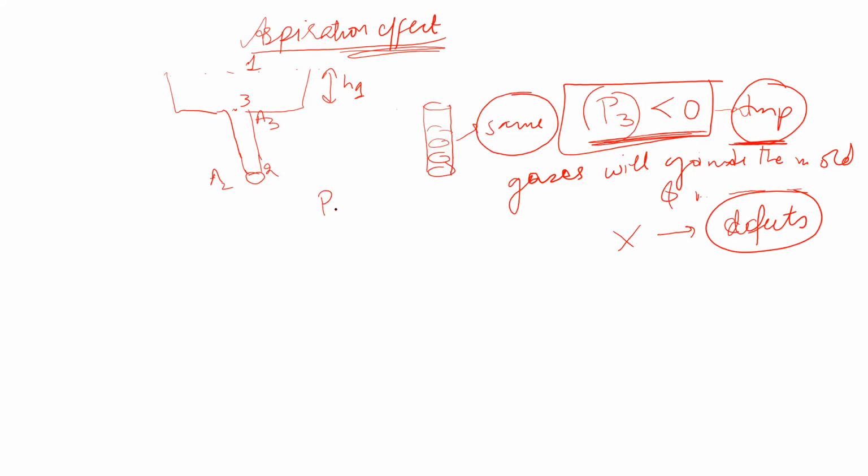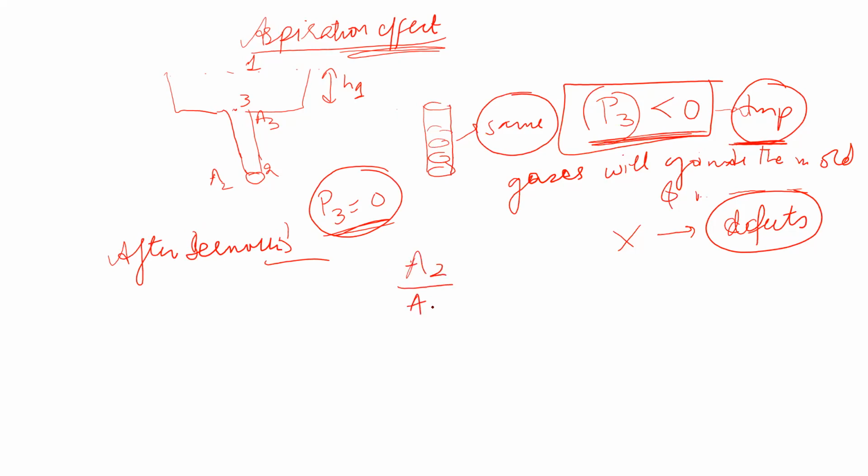For the minimum thing, what we will do is take P3 as 0, the limiting condition. If we take P3 as 0 and apply Bernoulli's equation and solve, finally what we get is, I am not doing the derivation here because it is not required. You can directly use this formula. A2 by A3 equals H1 by HT. And HT is this whole height, the total head, and H1 is the height of the pouring basin.